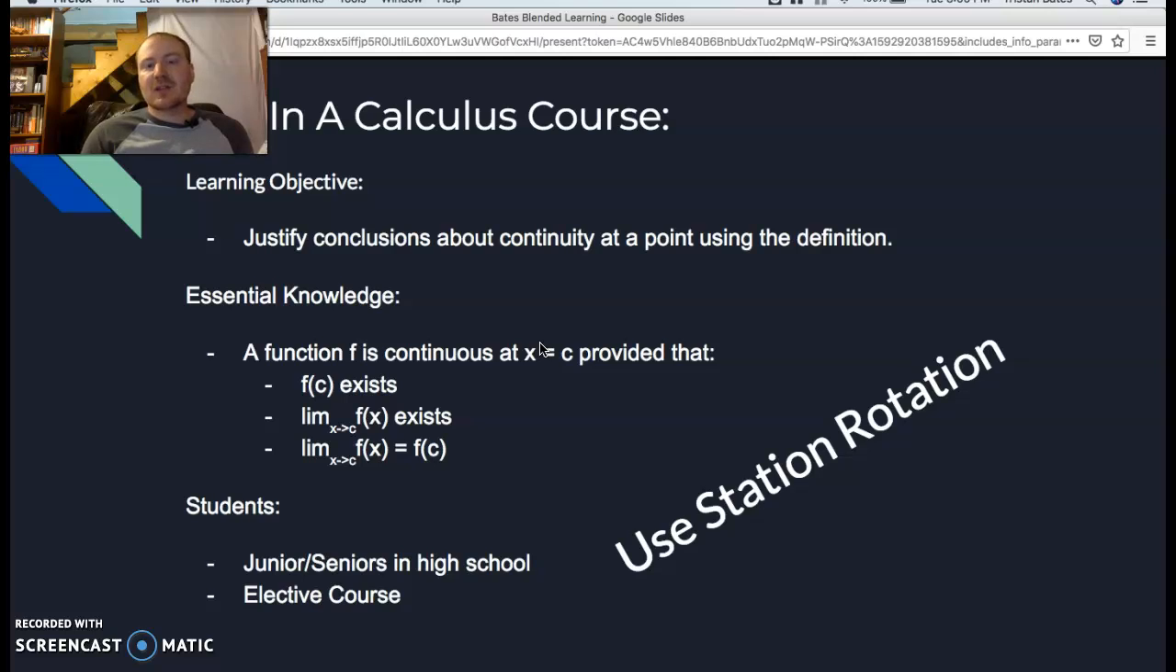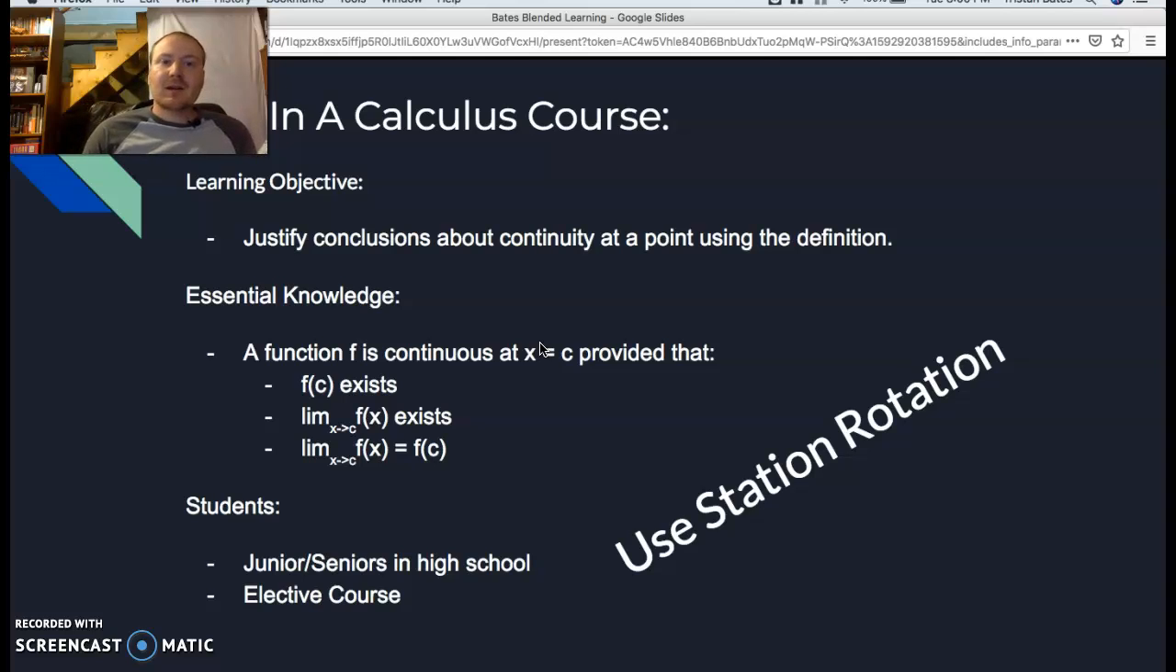The essential knowledge that the students need to take away is that a function f is continuous at x equals c, provided that these three things happen: f of c exists, the limit as x approaches c of f of x exists, and the limit as x approaches c of f of x equals f of c. So those are three very concrete things that they have to have knowledge about.